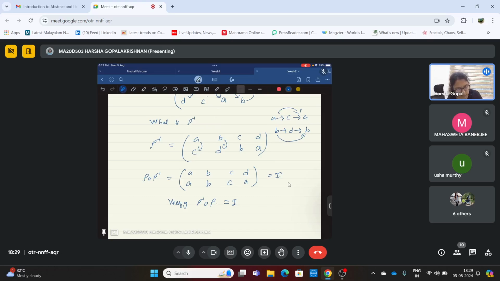If rho inverse, I can write it in cyclic notation. What is this? AC, BD, CB, DA. So, A is going to C, right? A going to C. Then what is C? C is going to B. And then B is going to D.